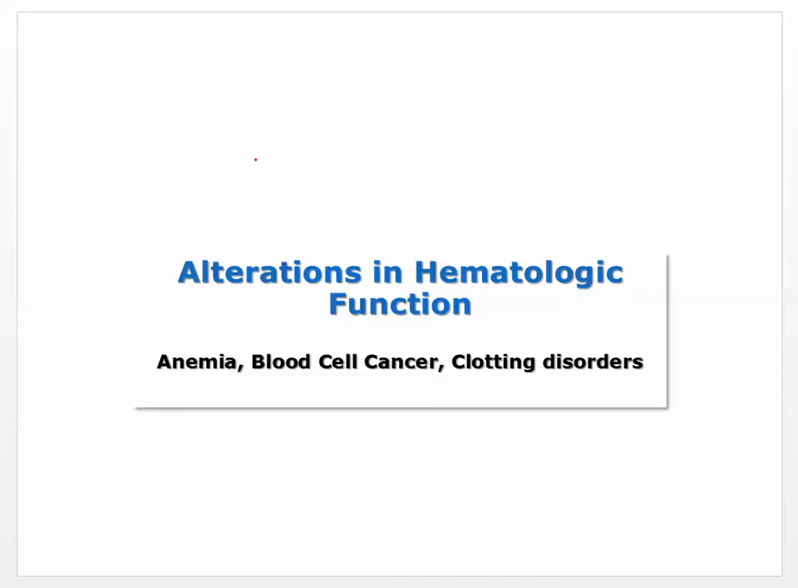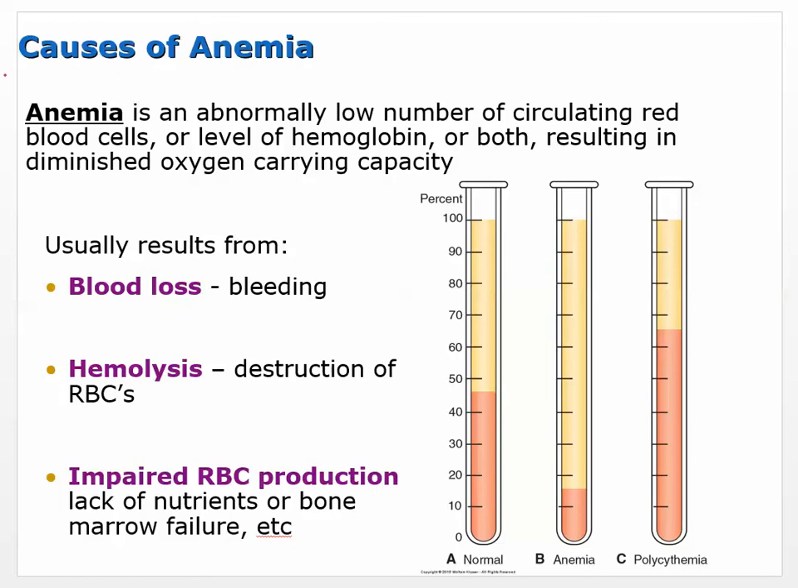Okay, so this chapter, section, topic is going to be alterations in hematologic functions, so that means blood. And we're mainly going to talk about anemias, blood cell cancers like your leukemias, lymphomas, multiple myeloma, those things. And then some clotting disorders when you don't have enough platelets or you don't have enough clotting factors. All right, so we'll start with anemia.